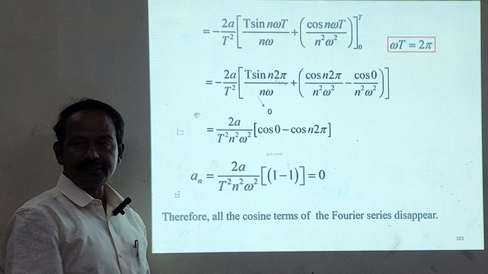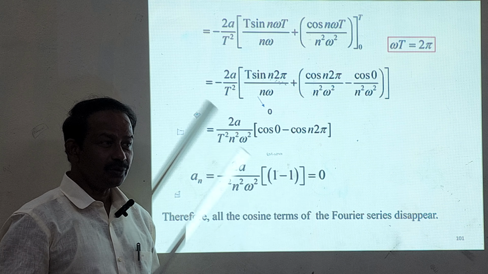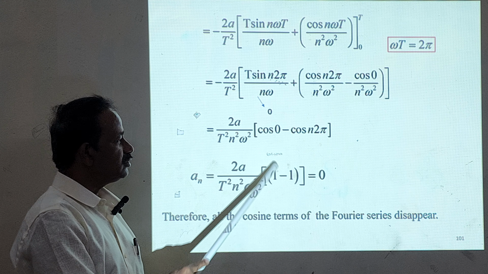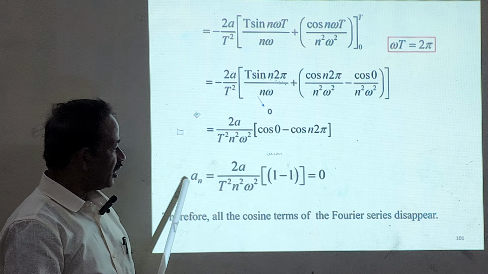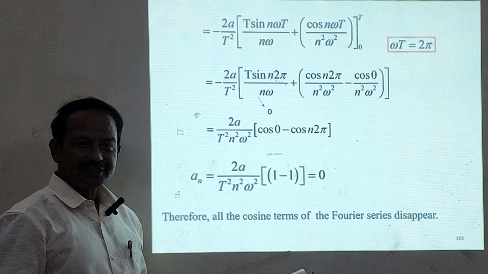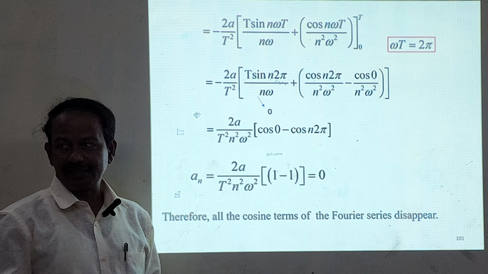Second term will be cos n 2 pi. Cos 0 is 1. Cos 2 pi, cos n 2 pi, also is 1. So 1 minus 1 is 0, and your an is also 0. An 0 means the cosine term is not there. Cosine term contains only an.